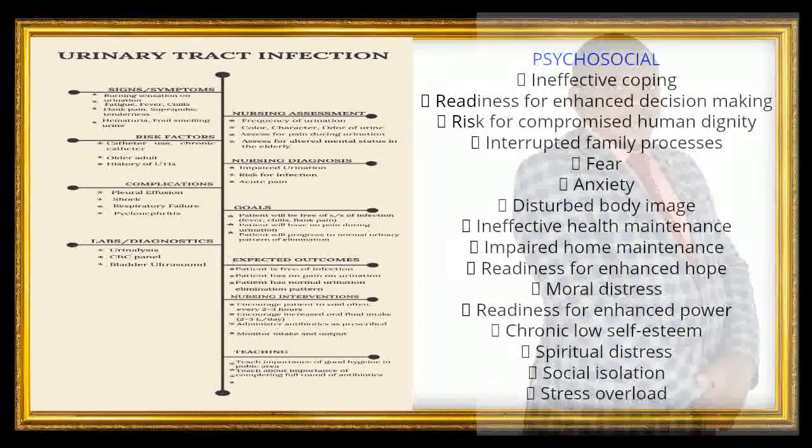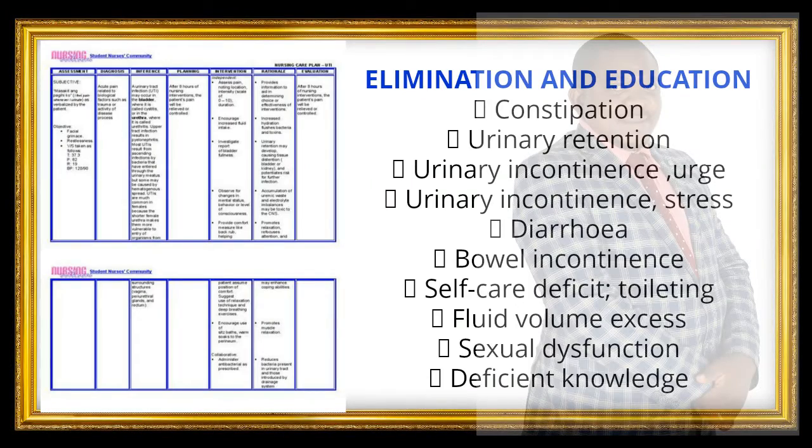All right, so in the RN's HOPE we have dealt with P, and now we're dealing with the last part, which is elimination and education. The roots that will form your nursing diagnosis under elimination and education may include areas like constipation, urine retention, urinary incontinence, which may be because of issues of stress. Under elimination there can be a problem of diarrhea, or we can have problems of bowel incontinence.